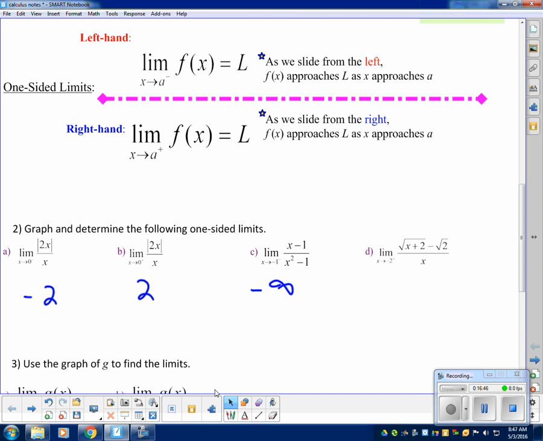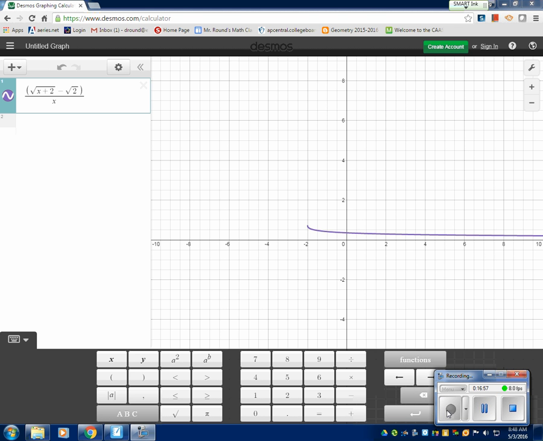And then the last one on here. Let's go ahead and graph that last one. It's the square root of x plus 2 minus root 2, all over x. Okay, so we have the square root of x plus 2 minus root 2 divided by x.